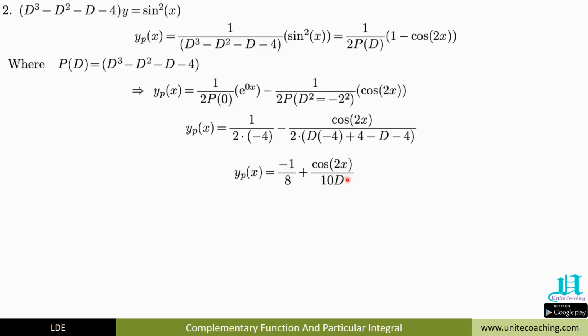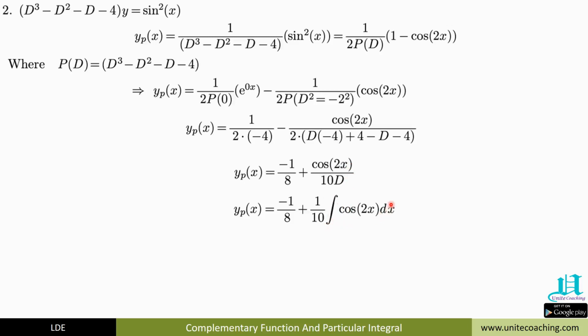Now this 1 upon d will be applied on this function cos of 2x, right? So 1 upon d can be written as the first integral, right? So the integral, and 1 upon d square I have told you is equal to what? Double integral. 1 upon d cube is what? Triple integral. So this is how the formula comes into play, right? So the answer we will get here is minus 1 upon 8 plus 1 upon 10 integration cos of 2x dx, right? So remember and be careful how we have used that formula, that is 1 upon d into the consideration, right? So this will become integration cos of 2x dx.